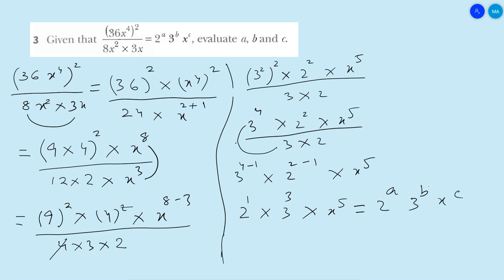So same rule, this is 2 power 1, this is 2 power a, so a is 1. This is 3 power b, this is 3 power 3, b is 3. This is x power c, this is x power 5, so c is equal to 5. This is the final answer: a is 1, b is 3, c is 5. Hope you understand. Come to question number 4.